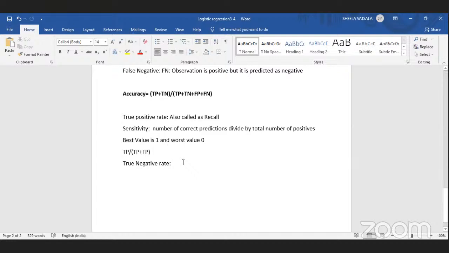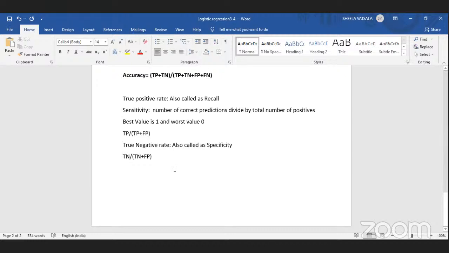And what is true negative rate, which is also called as specificity, right? So what is true negative rate? Total true negative by true negative plus false positive. All right. This is the one.